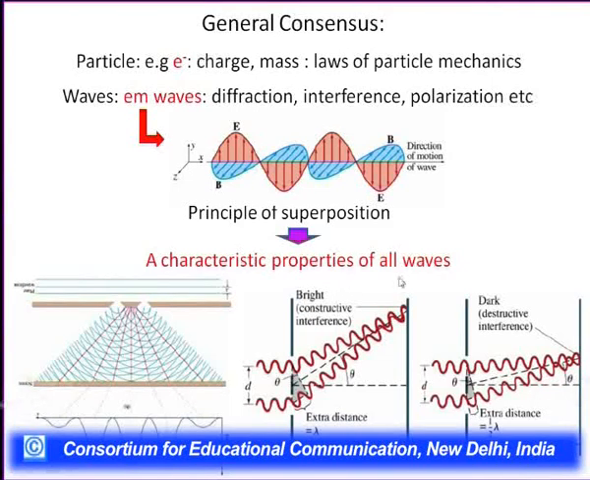A characteristic property of all waves is that two waves interfere with each other. When they interfere constructively, bright light is formed, and when they interfere destructively, we get dark light. In constructive interference the wave travels an extra distance of a whole wavelength, but in destructive interference the extra distance traveled is 1/2 λ, which defines the path difference in constructive and destructive interference.